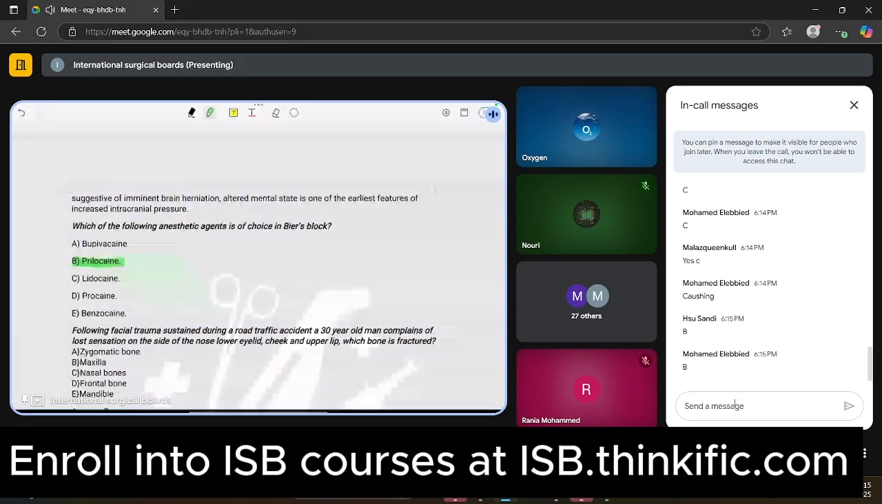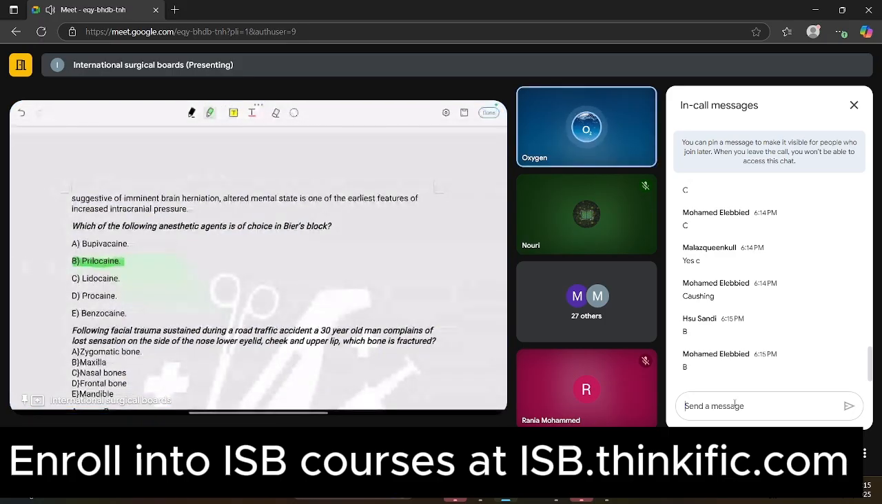Last option is mandible. Following facial trauma sustained during a road traffic accident, a 30-year-old man complains of lost sensation on the side of the nose, lower eyelid, cheek, and upper lip. Which bone is fractured? Zygomatic bone, maxilla, nasal bones, frontal bone, and mandible. This question actually came up in April, and I think the answer is zygomatic bone. I thought a lot about whether it was maxilla or not in the exam, but I went for A.